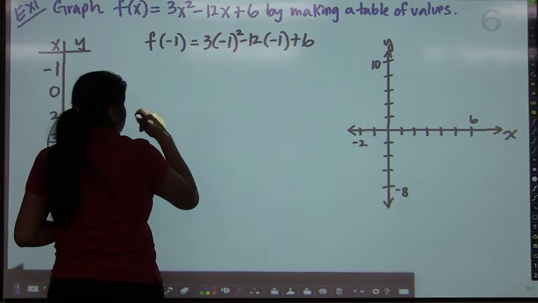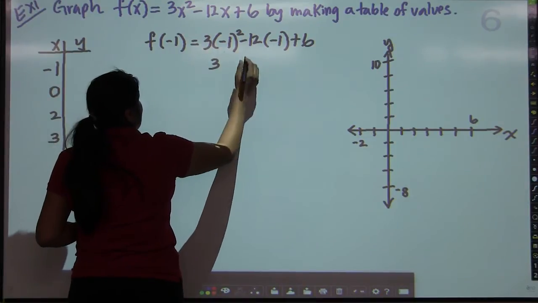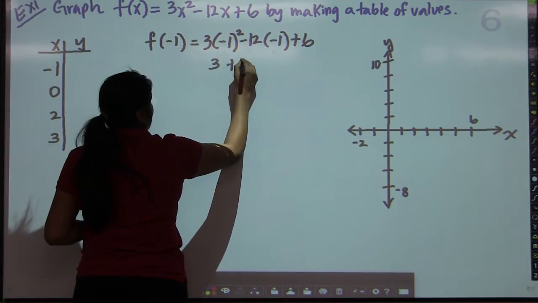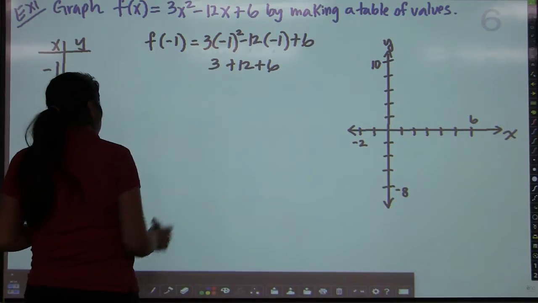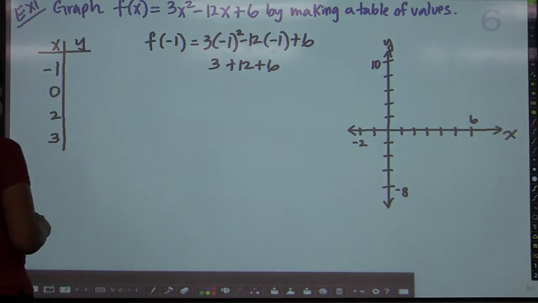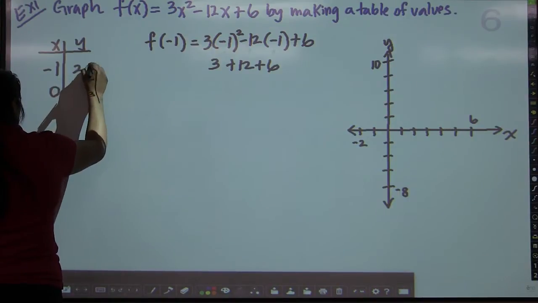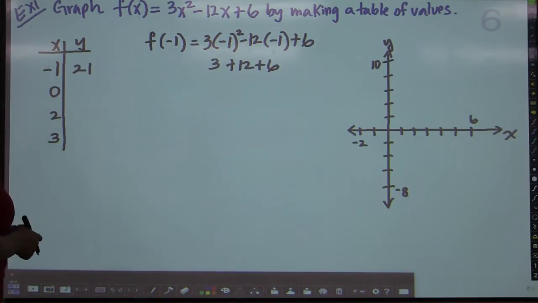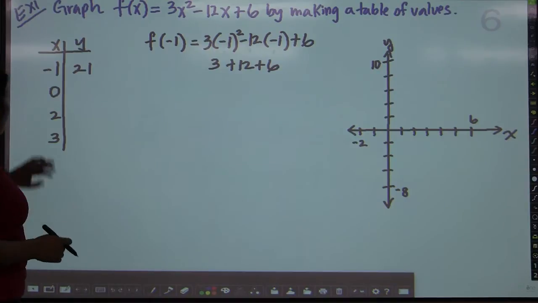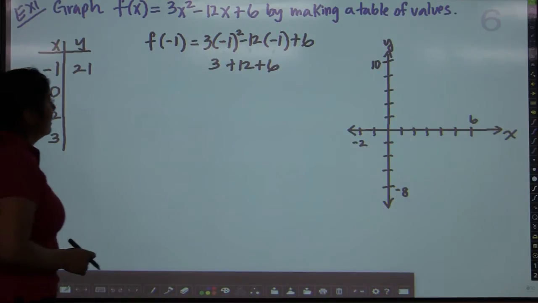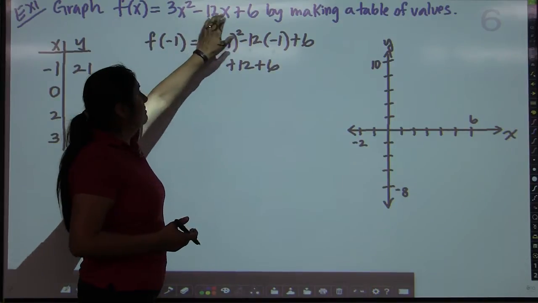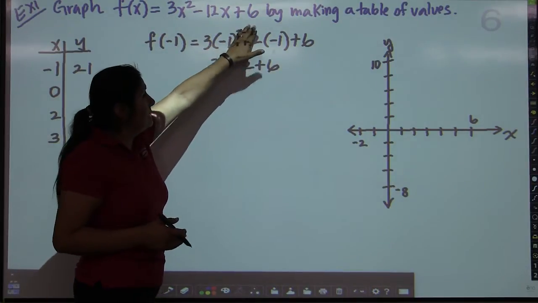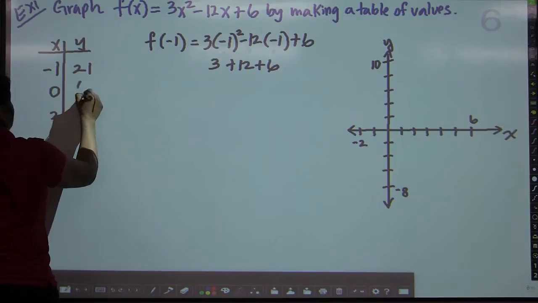-1 times -1 is positive 1 times 3 is 3. -12 times -1 is positive 12, and plus 6. So 3 and 12 is going to be 15. And then 15 plus 6 is 21. So we get that the y value is 21. It's a lot easier to plug in 0 because when you plug in 0, 0 times 3 is 0, 12 times 0 is still 0, you're going to get 6. So we'll have 0, 6 here.